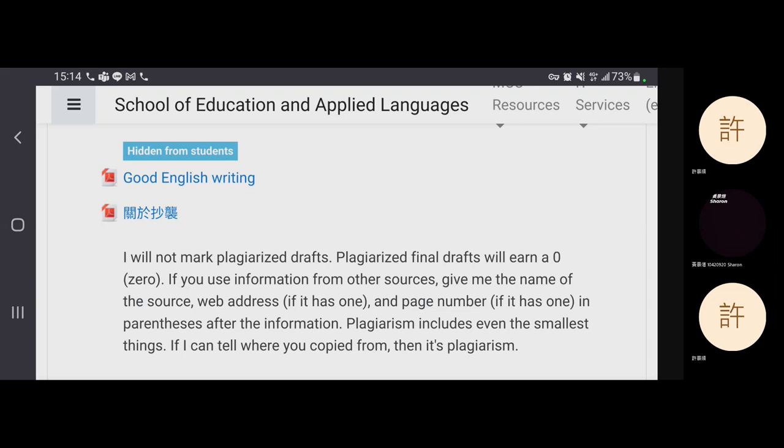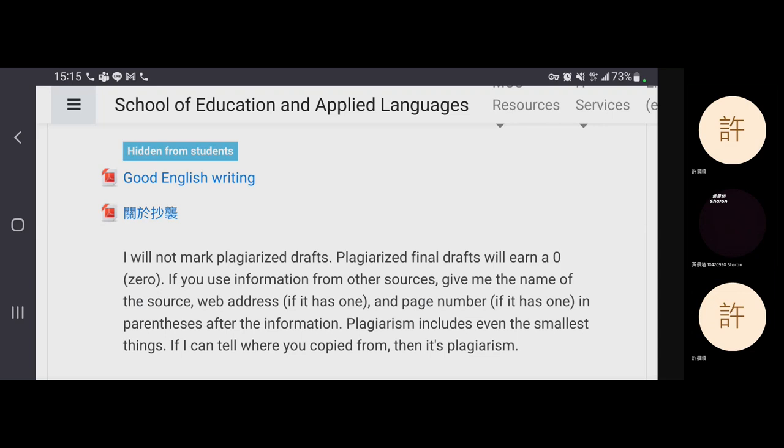For the purposes of this class, if you use someone else's ideas or language and you pretend that it's yours, you don't tell me it's from somewhere else, that is plagiarism. It's stealing other people's ideas. Why is this serious? Well, think about this. Why do you need to produce good essays in this class for a good grade? Why do you need a good grade? So that you can graduate and you can get that piece of paper. Why do you need that? So that you can get a job, so that you can make money and support yourself.